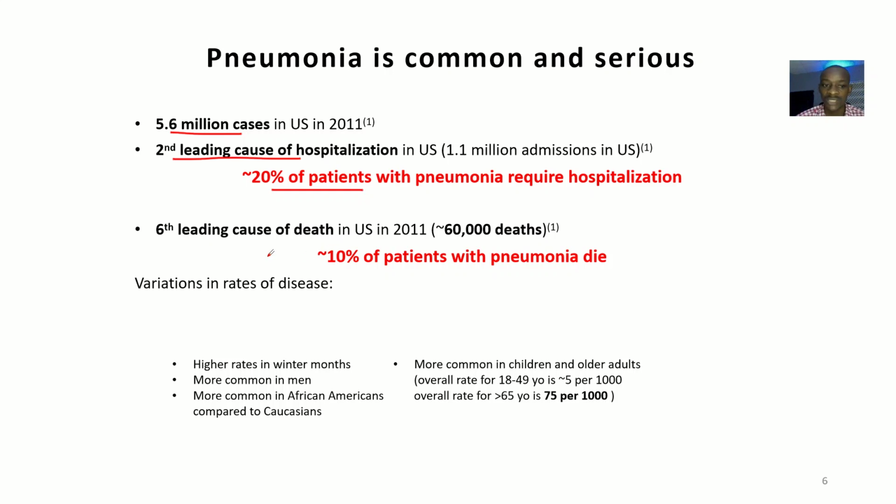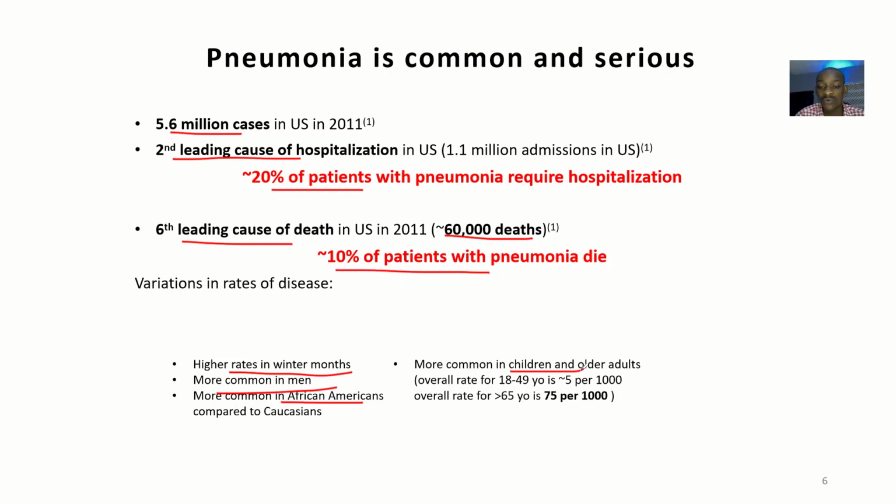It's the sixth leading cause of death in the USA as of 2011. It caused about 60,000 deaths. So about 10% of patients with pneumonia in the USA died as of 2011. Now variation of rate in the disease: it has a higher rate in winter months. It is more common in men. It is more common in African Americans compared to Caucasians. It is more common in children and older adults.